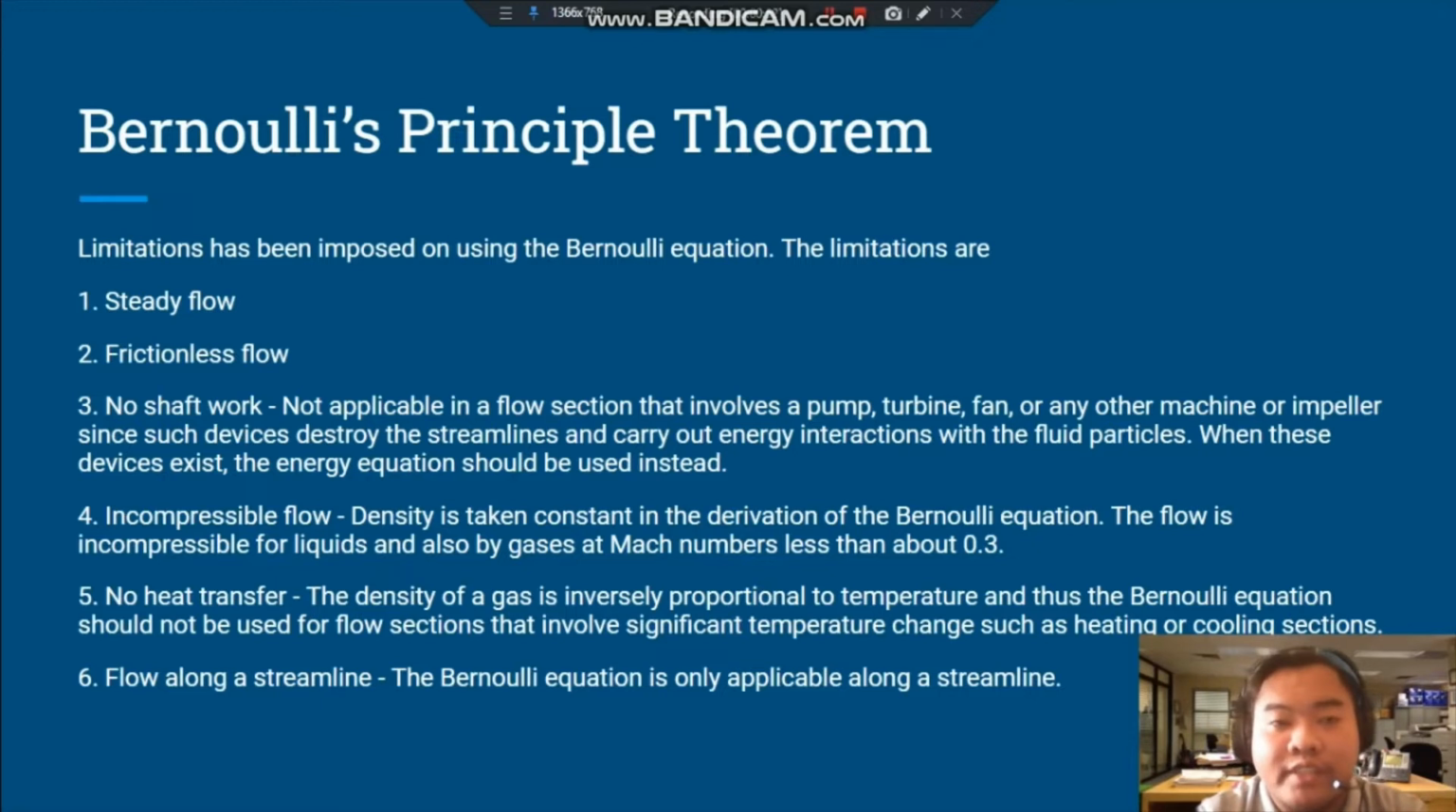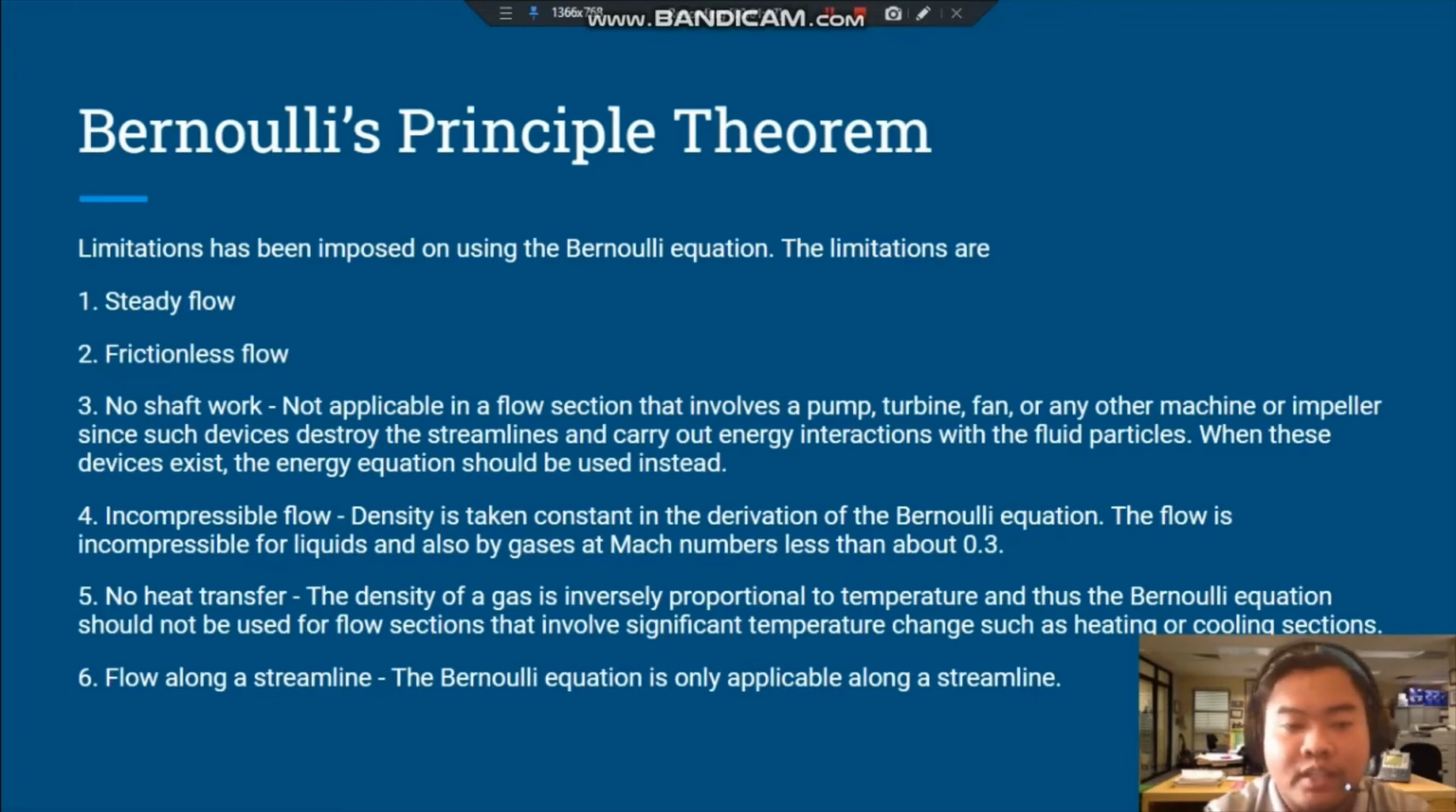The limitations are: first, steady flow; second, frictionless flow; third, no shaft work. That means it is not applicable in a flow section that involves a pump, turbine, fan, or any other machine or impeller, since such devices destroy streamlines and carry out energy interaction with the fluid particles. When such a device exists, the energy equation should be used instead.